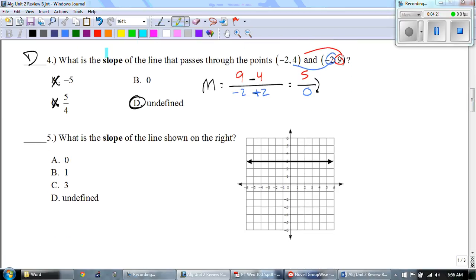Okay, so we've really been doing slope. I think slope's kind of important. What is the slope of the line shown at the right? I think it's important to know what type of line this is, and this is a horizontal line. And a horizontal line has one of the special slopes, so I know it's not B or C. Yeah, it's 0, guys. It's a lazy line, so it's 0.